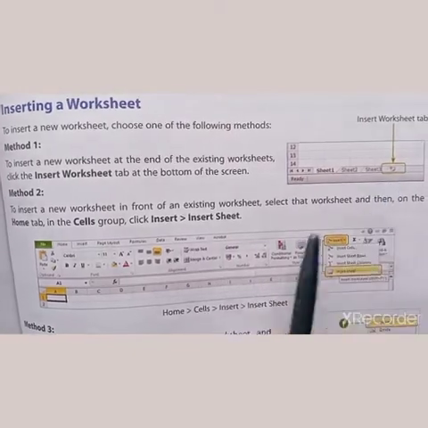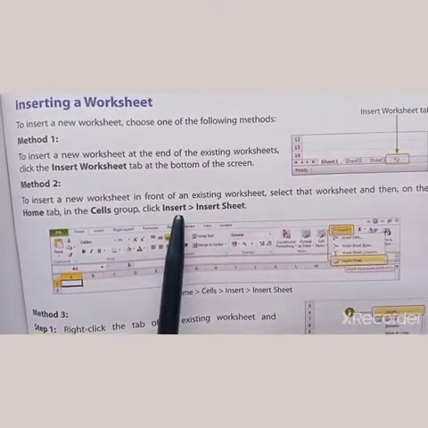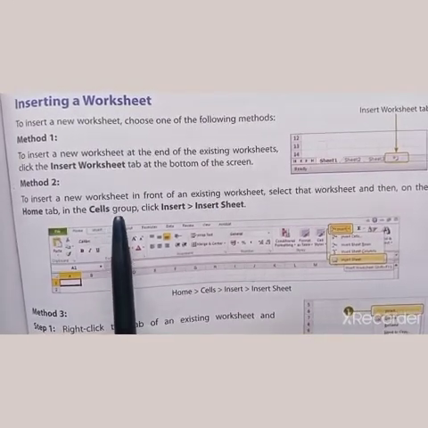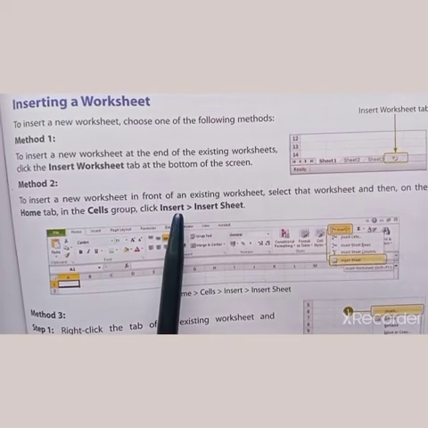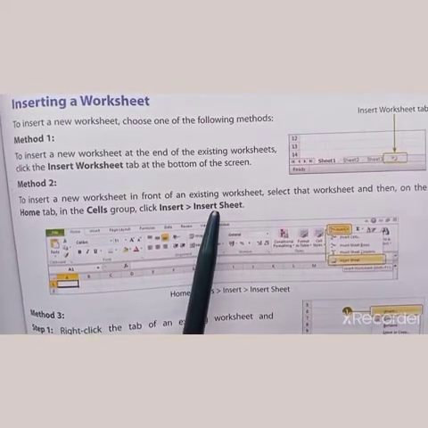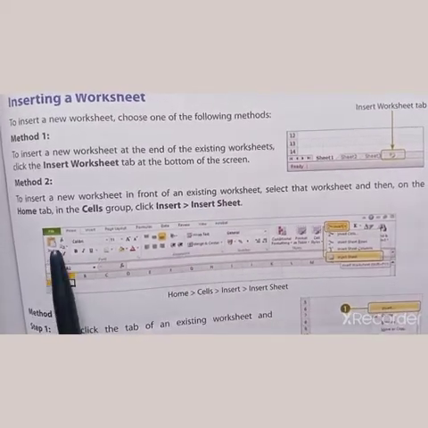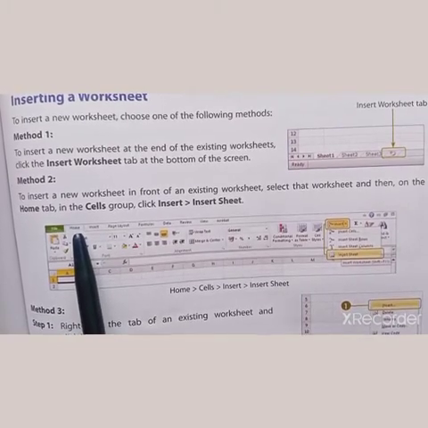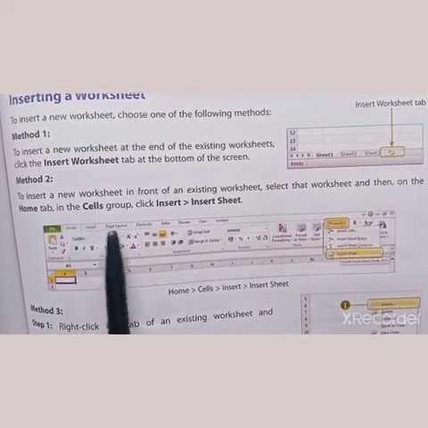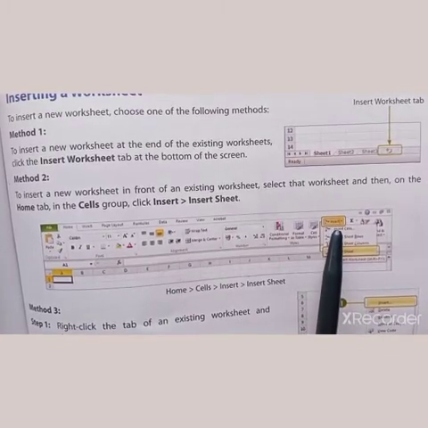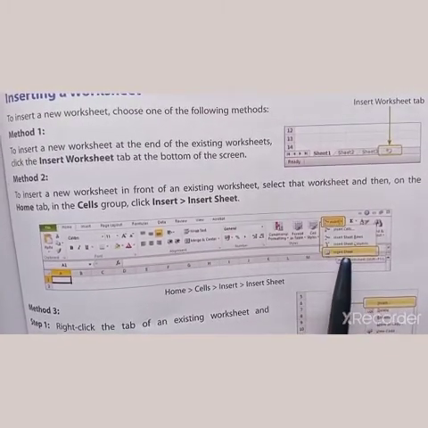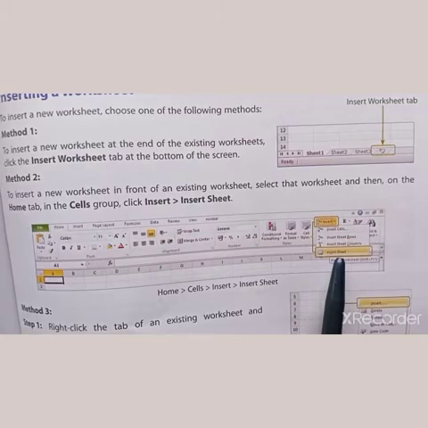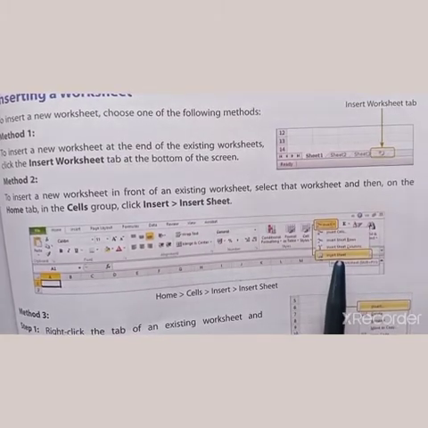The second method is that you go to the Home tab. In the Cells group, you click on the Insert option, and in the Insert option you will get the Insert Sheet option. As you can see over here, we are on the Home tab. In the Home tab, we click in the Cells group, and we get this option of Insert. In Insert, we have the option of Insert Sheet. Click on this and the sheet will get inserted in your workbook.